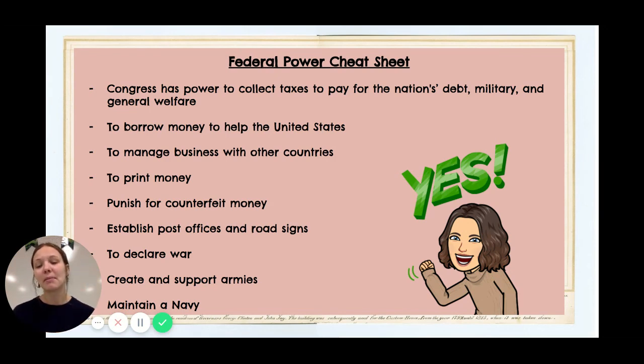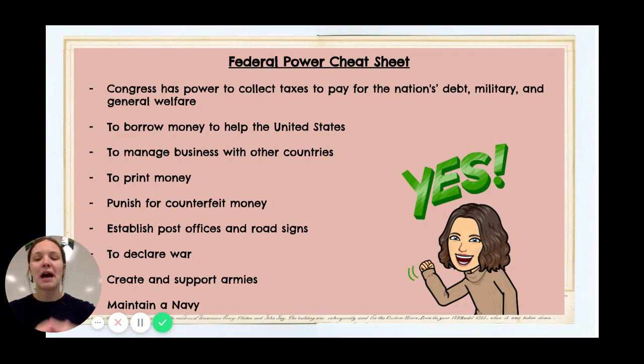They have the power to print money. The federal government is the only place where new money can be printed. That goes with the next one. They can punish for counterfeit money. It's illegal. It's a federal crime to print money. Like, say if someone figured out how to print money at home and they try to use it, that's illegal. It's counterfeit money. They have the power to establish post offices and road signs, to declare war, create and support armies, and maintain a navy. So they have a lot of really important responsibilities, the federal government.